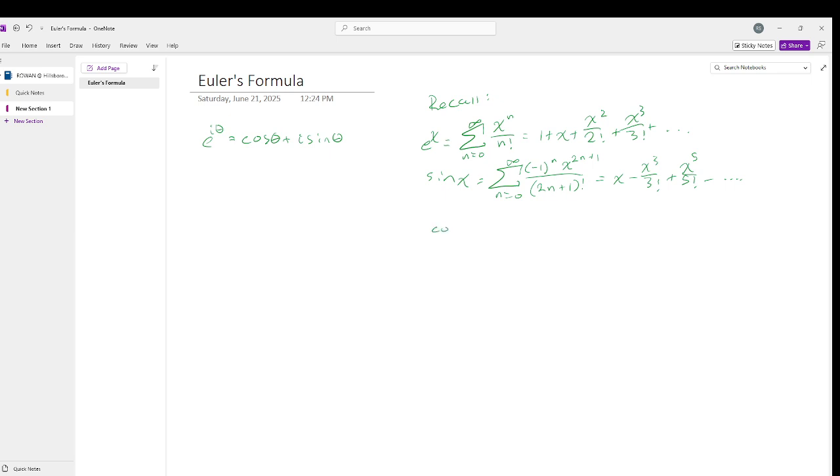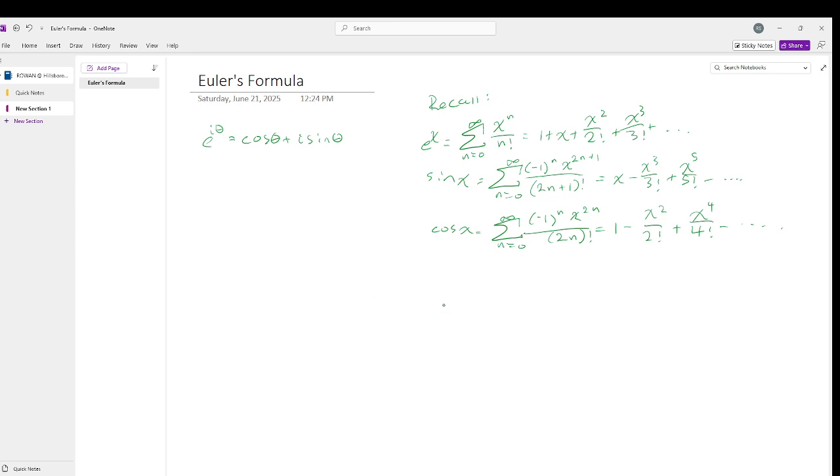And then lastly, cosine of x, which is equal to the infinite series from 0 to infinity, negative 1 to the n, x to the 2n divided by 2n factorial, which is kind of similar to sine x, and it's 1 minus x squared over 2 factorial plus x fourth over 4 factorial minus dot dot dot.